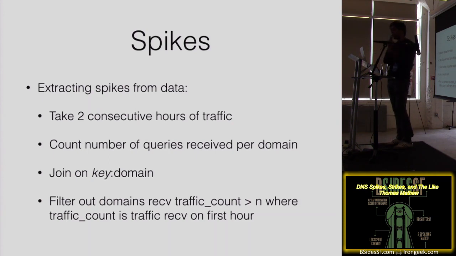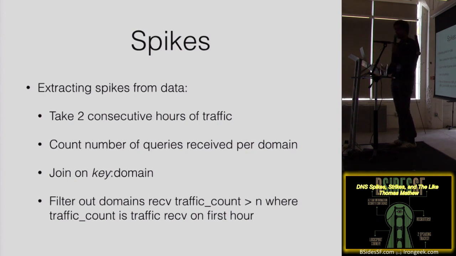We then finally filter out any domains that have been receiving an abnormally large amount of traffic. So that would be like your Googles, your Facebooks, and your various content delivery networks. And so this then leaves us with a set of domains that have had some sort of rapid increase in DNS query patterns in the last 2 hours.